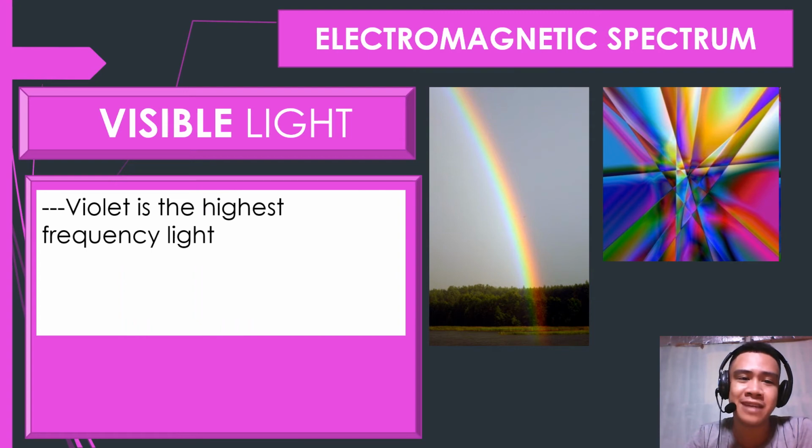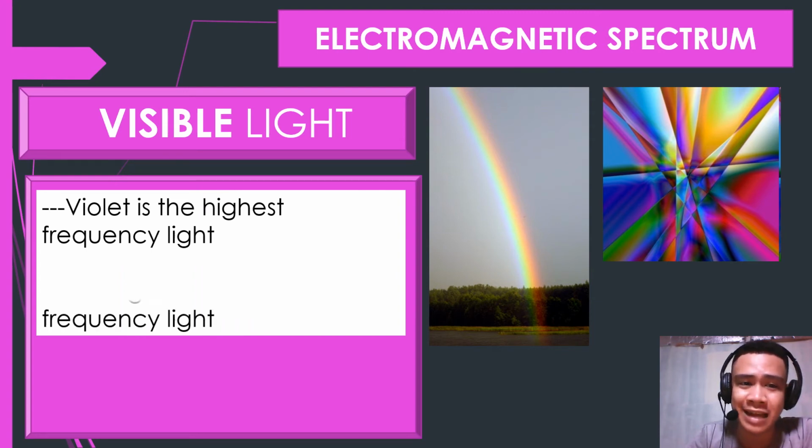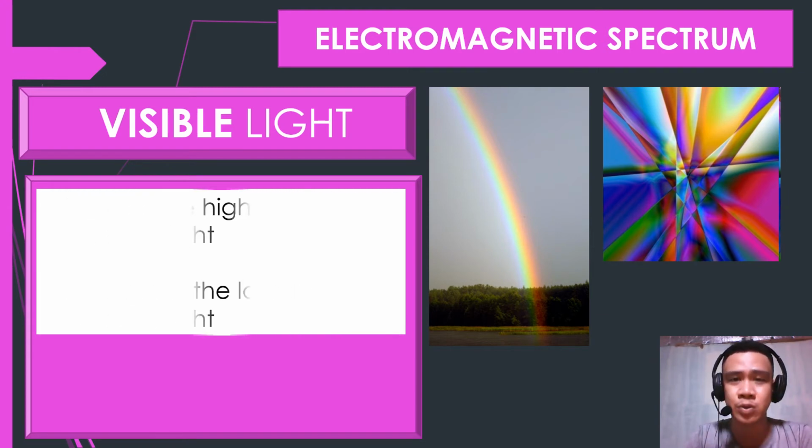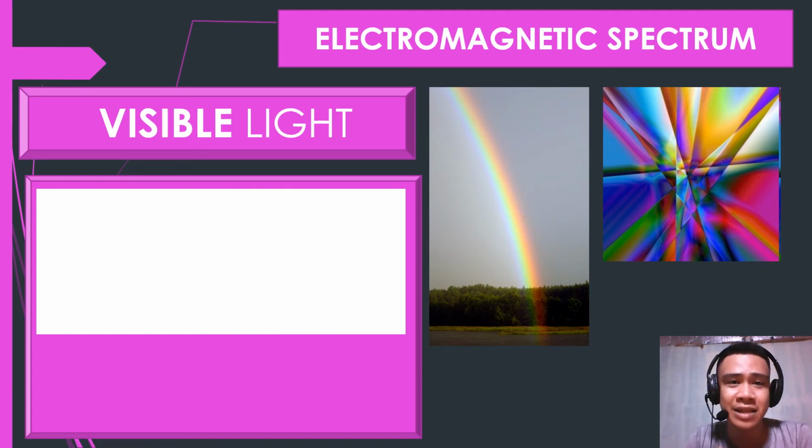So we have here violet as the highest frequency light, and we have the red light as the lowest frequency light. It is visible. Our eyes detect visible light. Fireflies, light bulbs, and stars all emit visible light. When light enters a new medium, it bends or refracts. The process is refraction. Each wavelength bends a different amount, allowing white light to separate into its various colors.